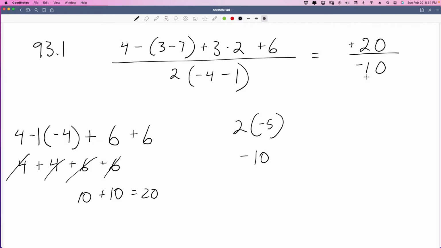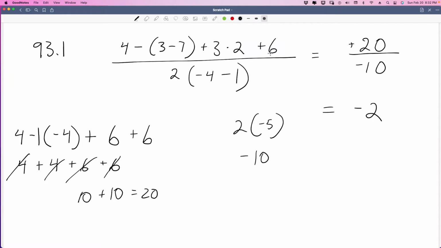We know that when we have a positive and a negative, or different signs together, the answer is always going to be negative. So we're going to reduce this. First of all, we're going to divide by 10. We know we can get 2 10s out of 20, and we know it's going to be a negative. So our answer is going to be a negative 2. And that's how we would attack that.